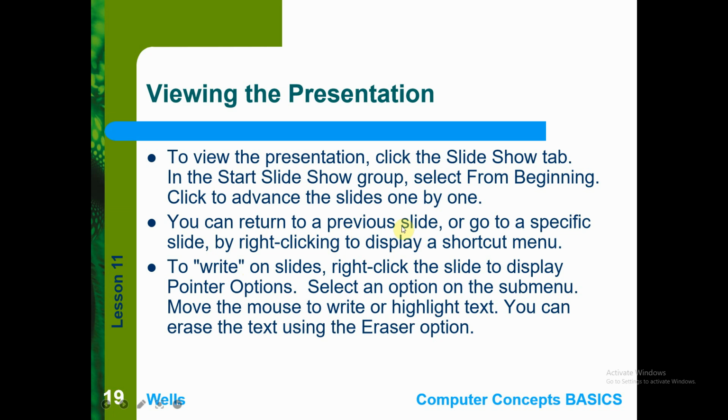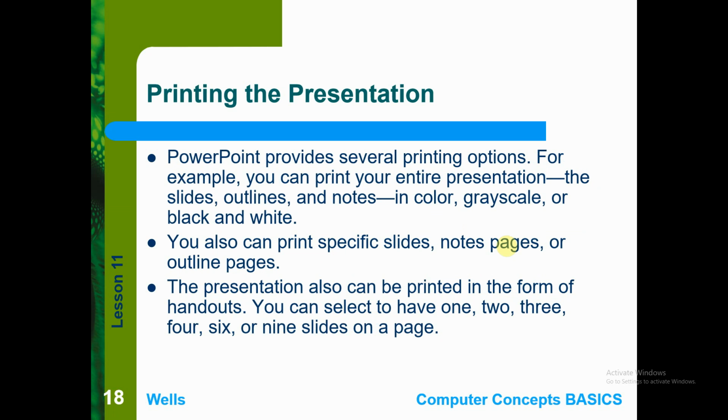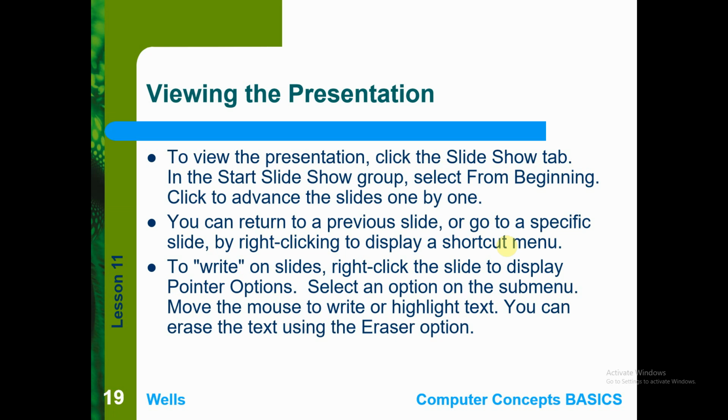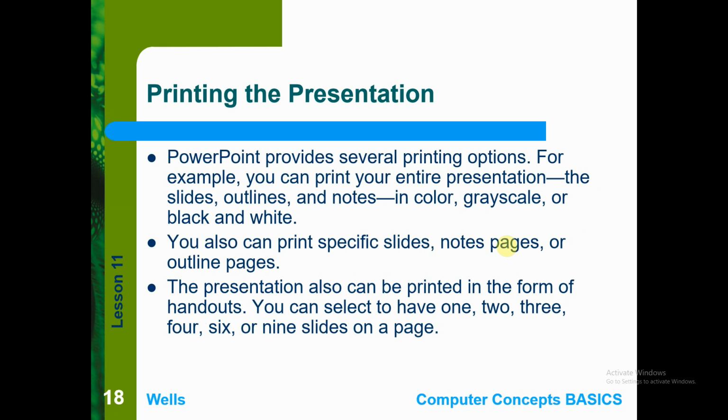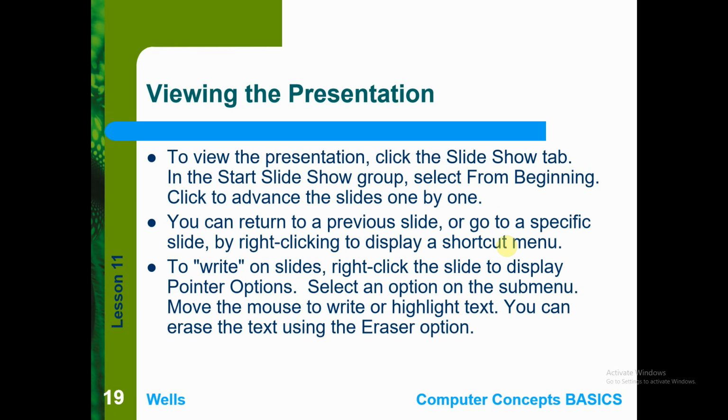So clicking right, or for the previous slide I use the left arrow button on my keypad, then left is backward and right is forward. Then right-click for options, selecting the option in the submenu, then move the mouse or highlight text. And also you can use eraser options, erasing the text within the presentation.